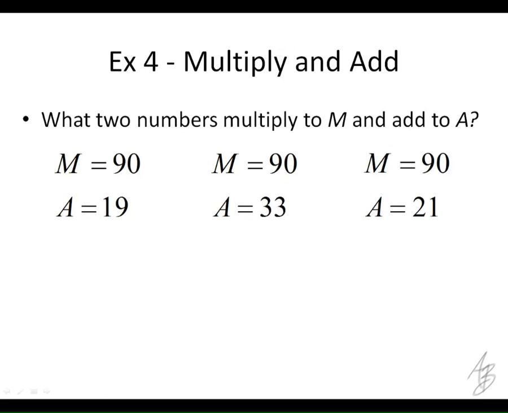So let's do example 4. In fact, I want you to do example 4 on your own. Start by listing all of the factor pairs of 90. There's a little bit of space on the left of the examples where you can list all your factor pairs. I left that space there for you. So list all your factor pairs of 90, and then once you've got them, choose the ones that work for 19, 33, and 21.